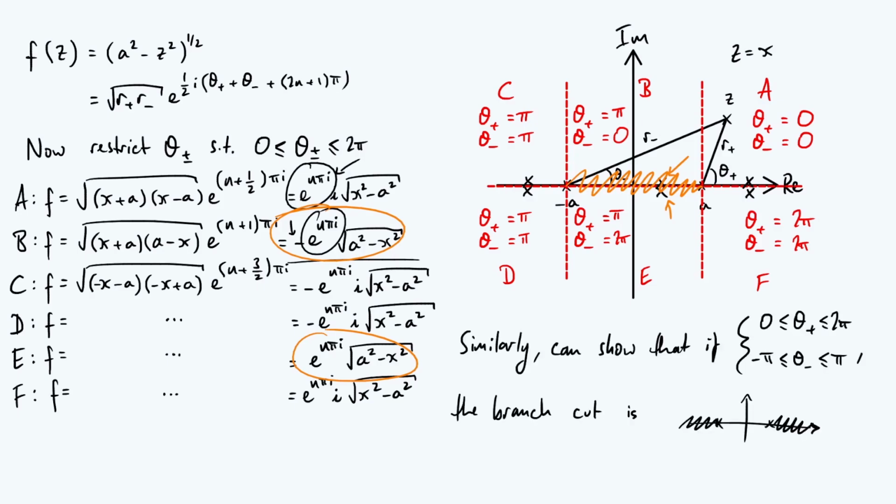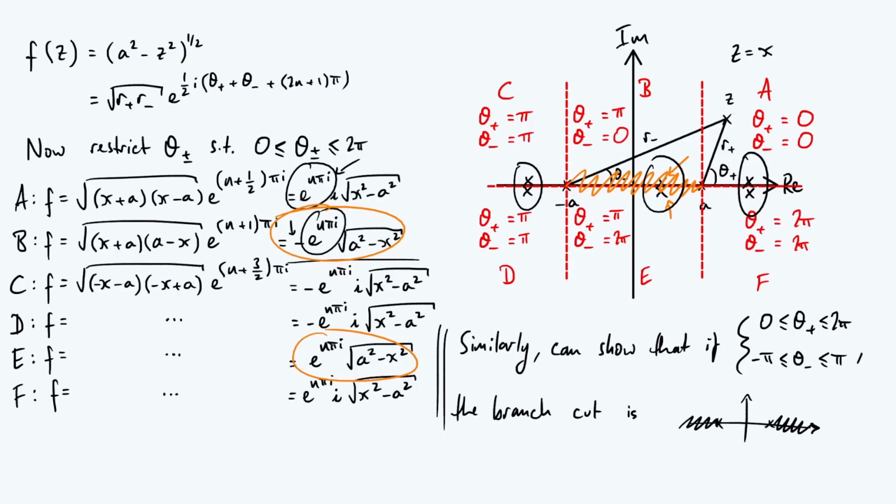Now, an interesting exercise would be to prove what I've just written down here, which is that if you choose a different restriction for the two angles, in particular, if you require theta plus to be between 0 and 2 pi, but theta minus to be between minus pi and pi rather than 0 and 2 pi, you find that there's a discontinuity in f going from region A to F and region C to D, but not B to E, and therefore restricting the angles in that way is equivalent to making the other type of branch cut that we discussed earlier, where you have sort of a half line extending off to infinity on the positive and negative real axes. I won't prove that here because it's going to take quite a lot of time.